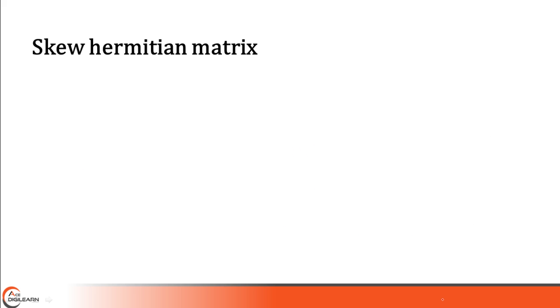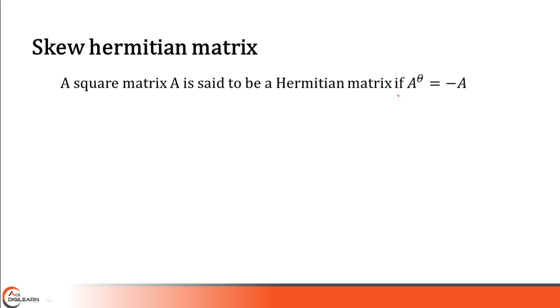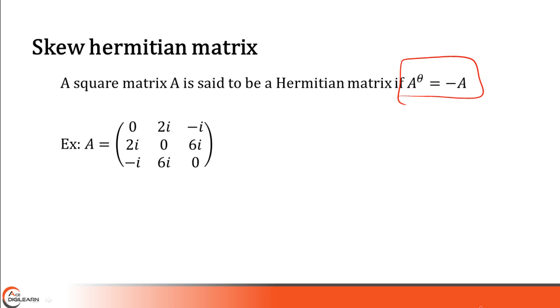Next, skew Hermitian matrix. If A power theta equals minus A, then the matrix is said to be a skew Hermitian matrix. You can see an example of a skew Hermitian matrix. The elements of the principal diagonal are zeros, and the other elements are symmetric about the principal diagonal and numerically equal.